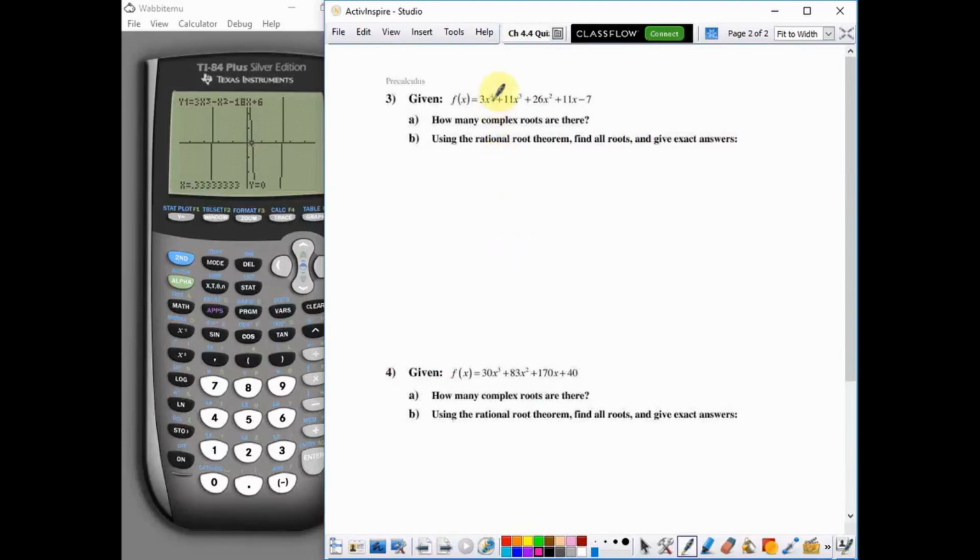Number 3 has a degree of 4, so it's going to have 4 roots. Some of them might be rational, they might all be rational. There might be some that are irrational, there might even be some that are not real.